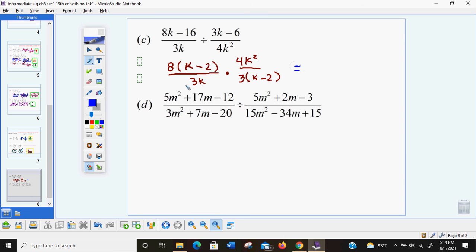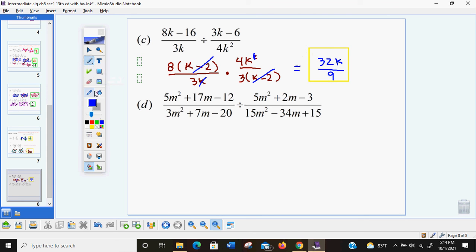All right, so let's go across first. This k minus 2 is going to go. 8 and 3 have nothing in common. Let's look this way. 3 and 4 don't have anything in common, but I've got 1k here and 2 there. So this one's going to cancel and leave me with just 1 on top. Now let's look up and down. Nope. Nothing cancels up and down. So on top, 8 times 4k is 32k. And on bottom, 3 times 3 is 9. So your final answer is 32k over 9.